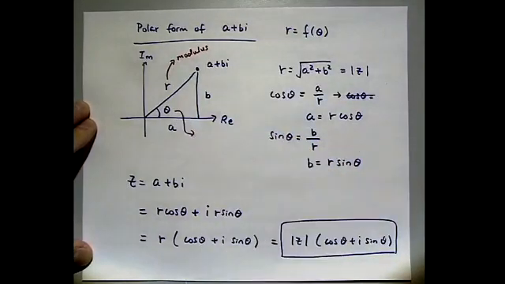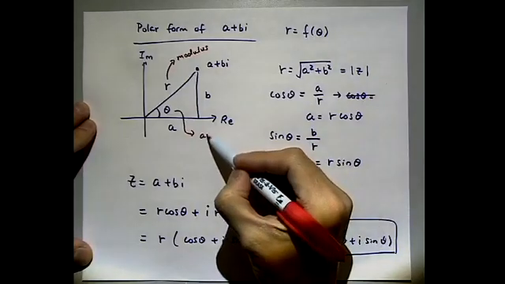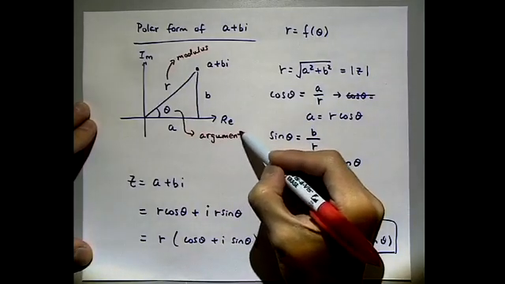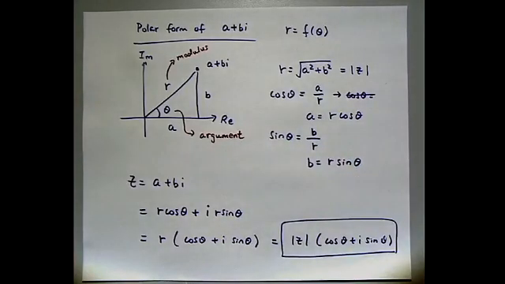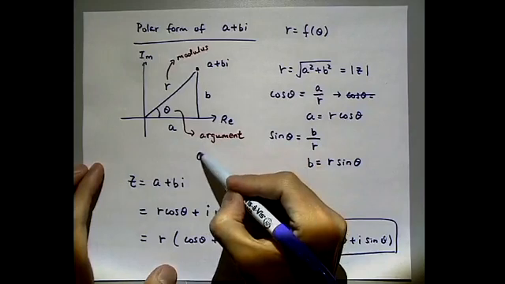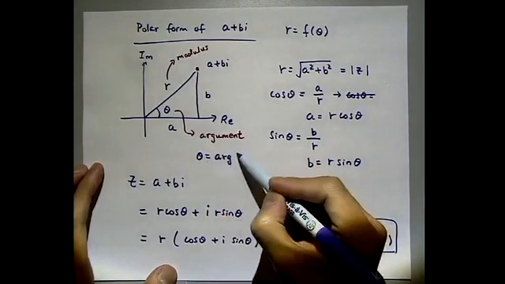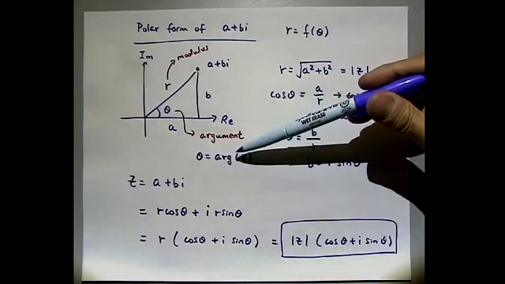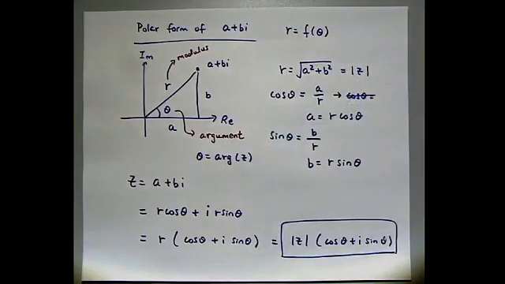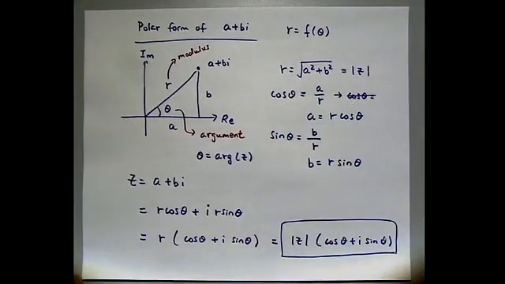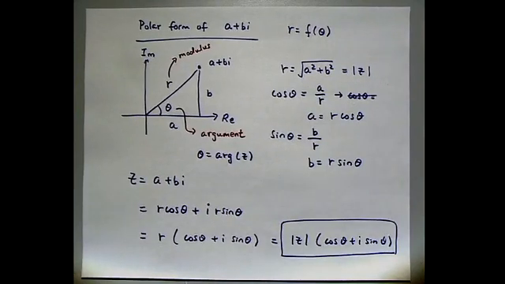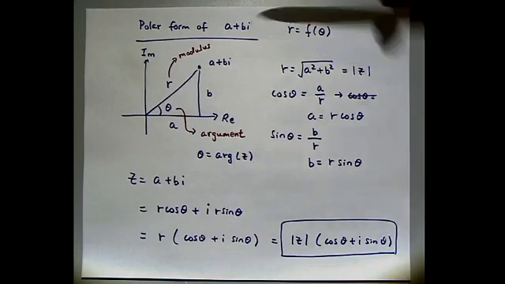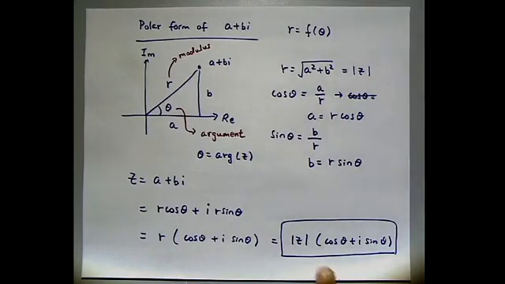r is called the modulus. Theta also has a special name. It's called the argument. And it is written this way too. Theta is the argument, arg, of z. Okay, so this is how you convert any complex number in the form of a plus bi into the polar form. So the right-hand side is a function of theta, and this is a number. So you achieve the objective there.